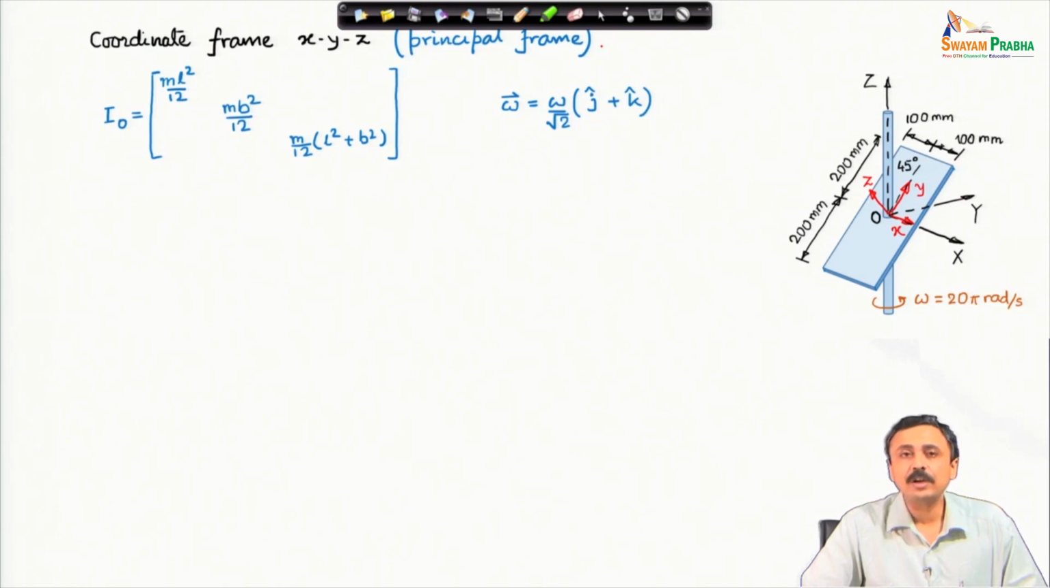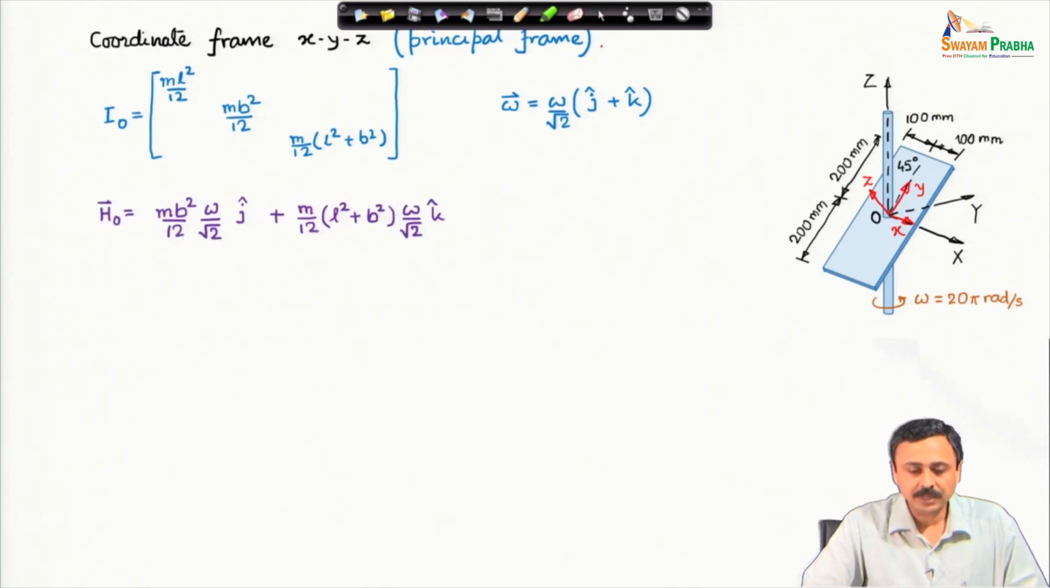It makes an angle of 45 degrees with y and z, and that is why it has this expression of omega by root 2 times (j cap plus k cap). And when I multiply this with the moment of inertia tensor, I get the angular momentum about O.